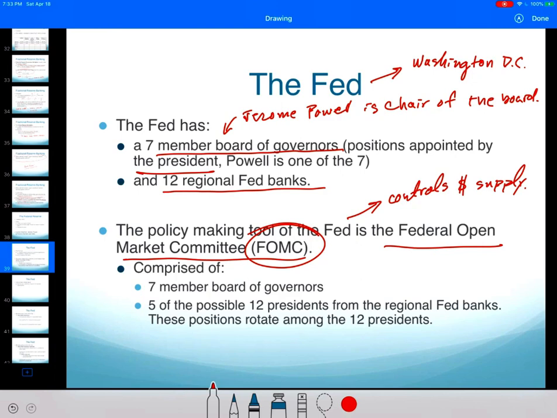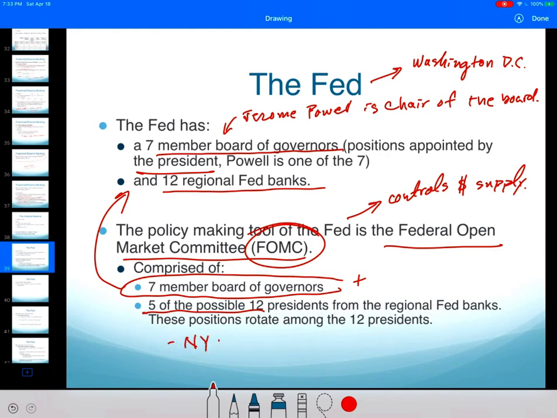Now, the FOMC, the Federal Open Market Committee, has a 12-member board. It includes the 7 members from the Board of Governors, but then they add in 5 from the 12 regional presidents of the regional Fed banks. And they rotate them. The only one that does not rotate is the New York Fed.